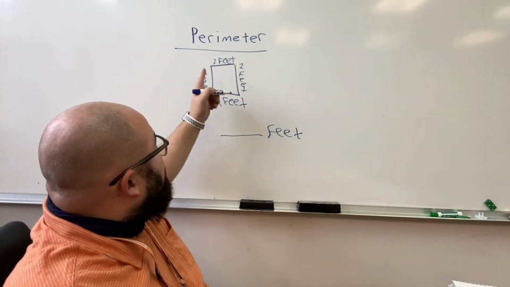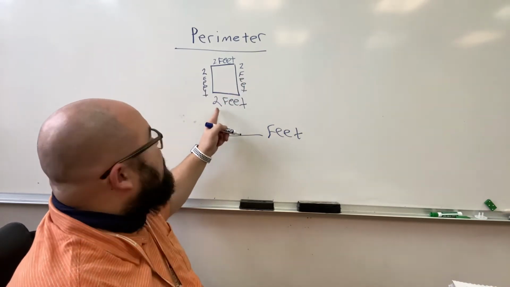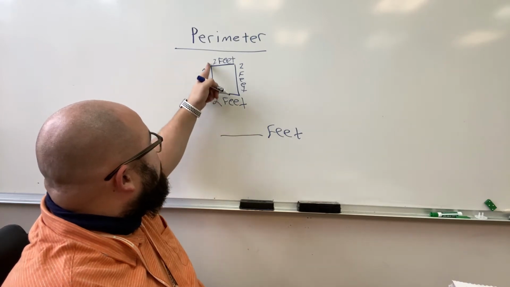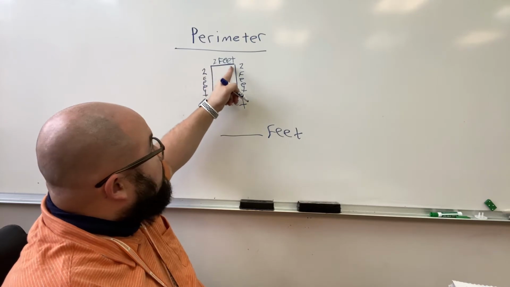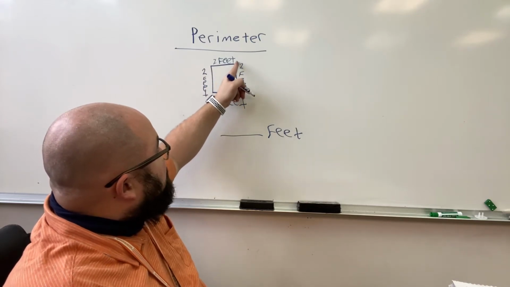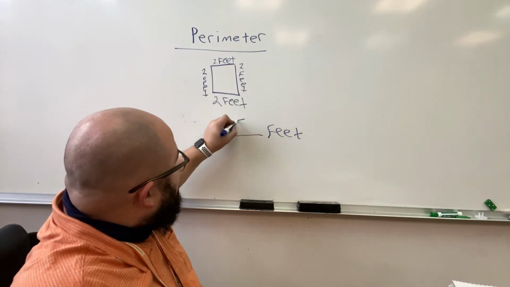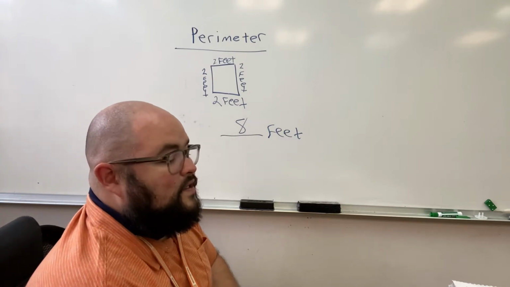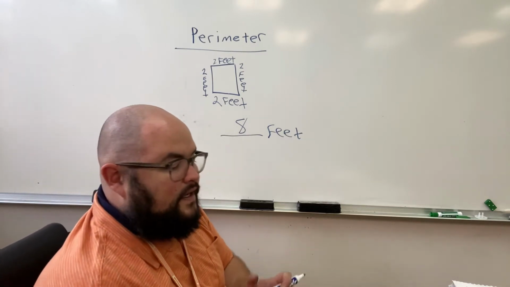Would it be 2,222? No, Mr. P, that's silly. Would we say these 2 feet plus these 2 feet is 4 feet, and then 4 feet plus these 2 feet is 6 feet, and 6 feet plus these 2 feet is 8? 2, 4, 6, 8. 8 feet. That's right, guys. How did we find the perimeter? Write that down.